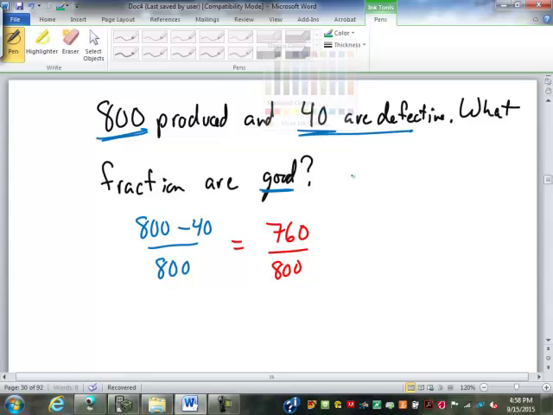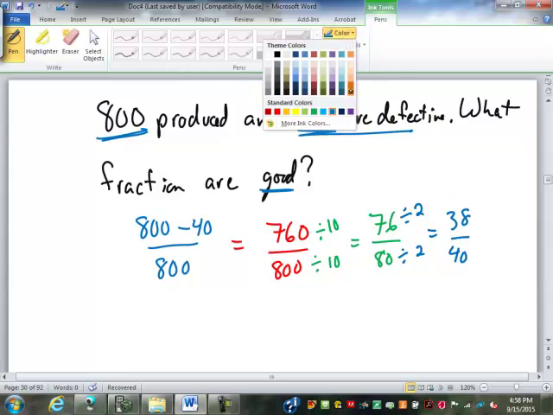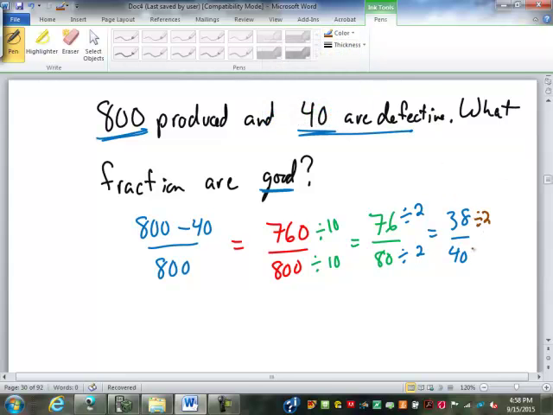Both of those can be reduced by, we both have a 0. Let's divide by 10. So 76 over 80. What can they still be reduced by? Not everybody at once. 2. 38 over 40. Are we done? Nope. Still divide by 2. 19/20ths. 19/20ths are still good.